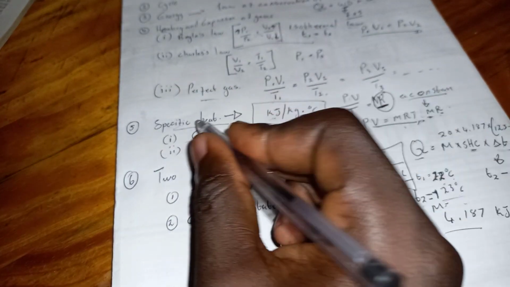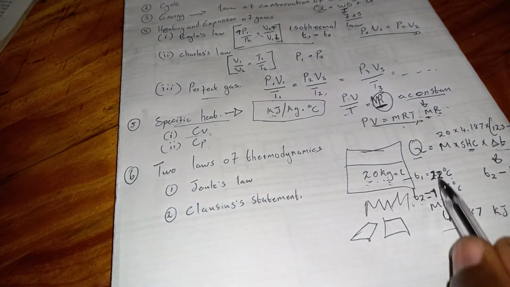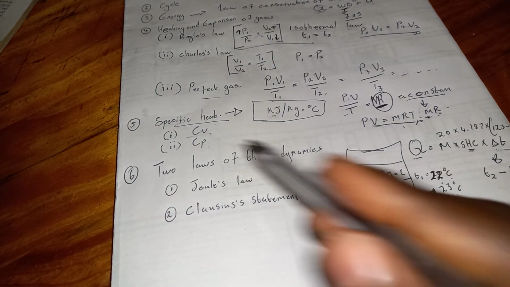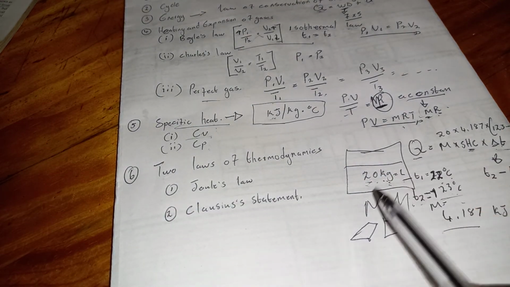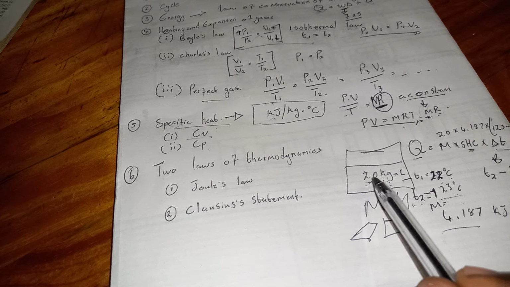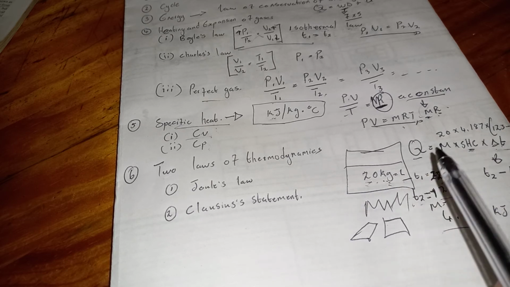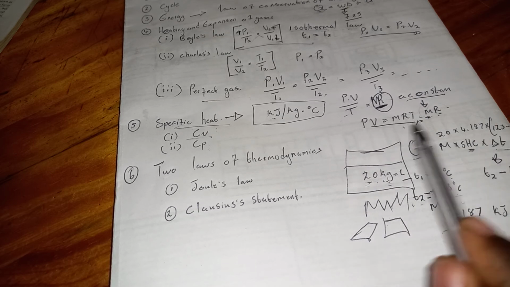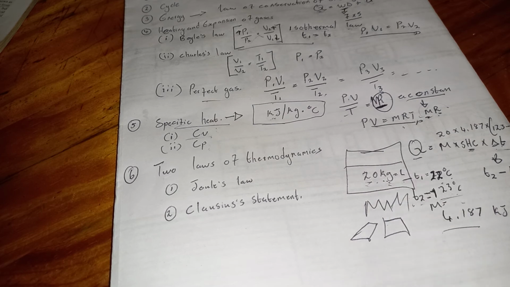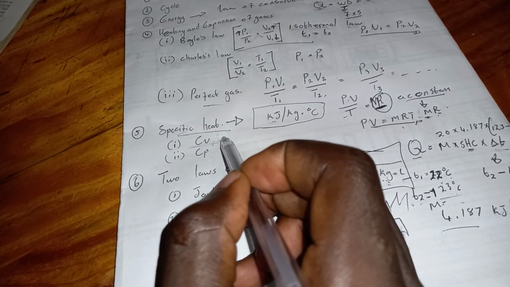It's the same definition. The specific heat capacity at constant volume is the heat energy that is required to change the mass, if we're talking about this water, the mass of this water, by 1 degree Celsius, but then we keep the volume of the water constant, right? So this is the specific heat capacity if you keep the volume constant.